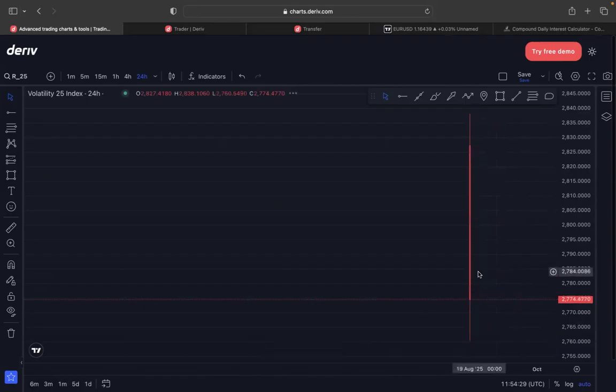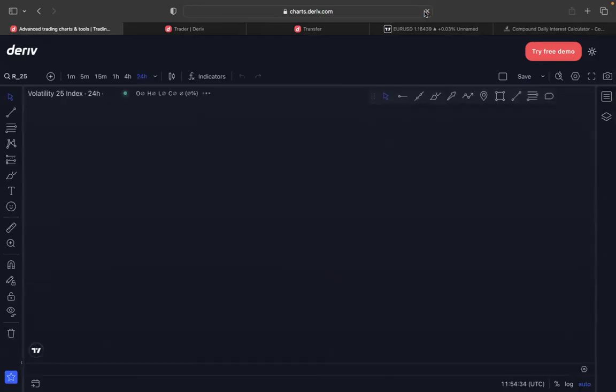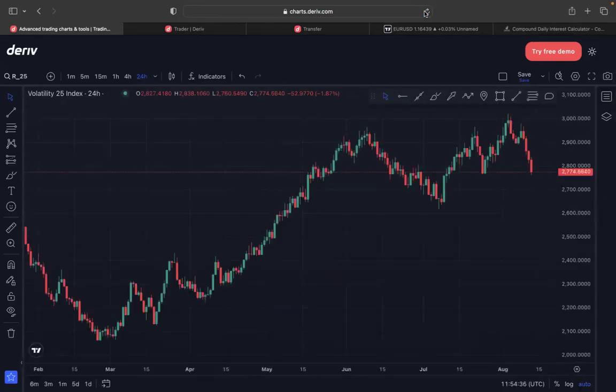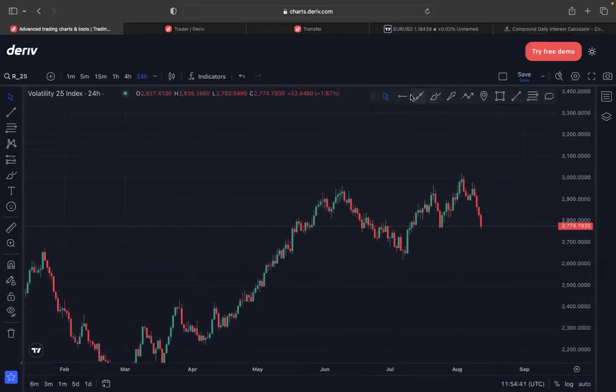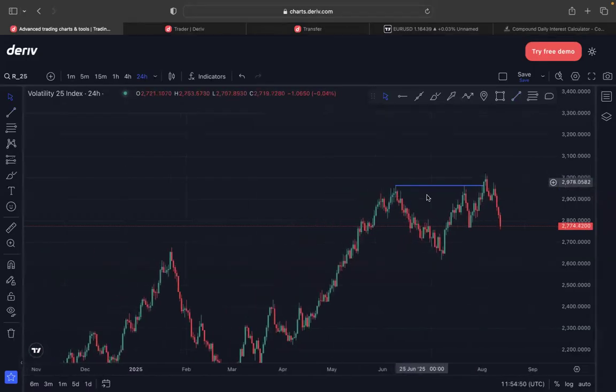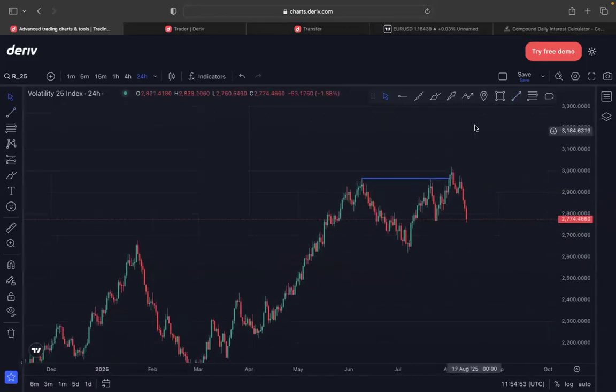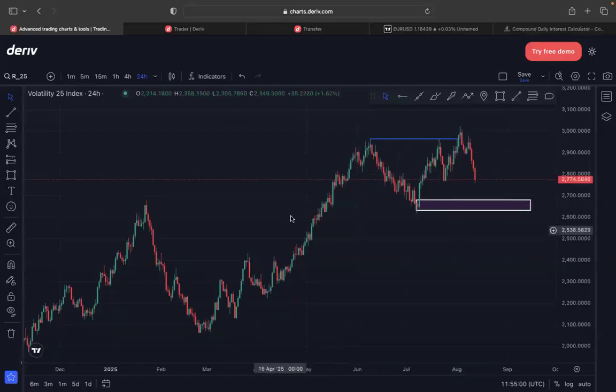Another block that broke structure. So let's talk about that. Another block that broke structure. That's what? Break of structure. So let's go back to our break of structure here. These are breaks of structure. So if the market breaks through this order block, we're looking for another order block that breaks structure here. But then I think the market will respect this one.